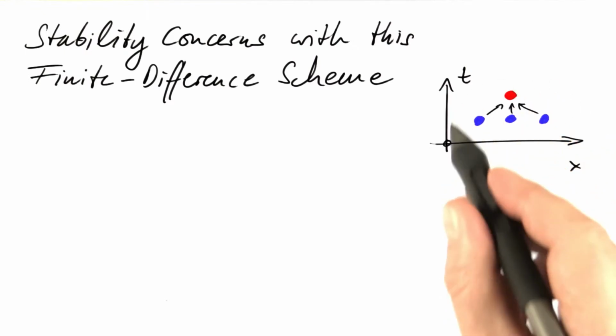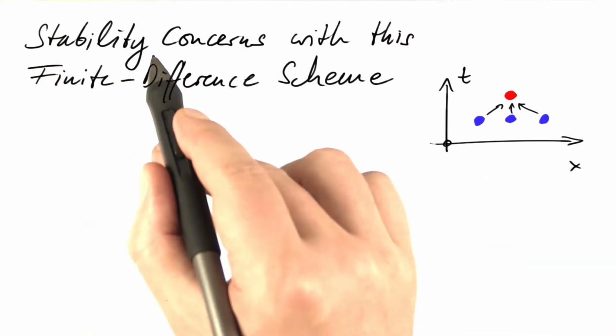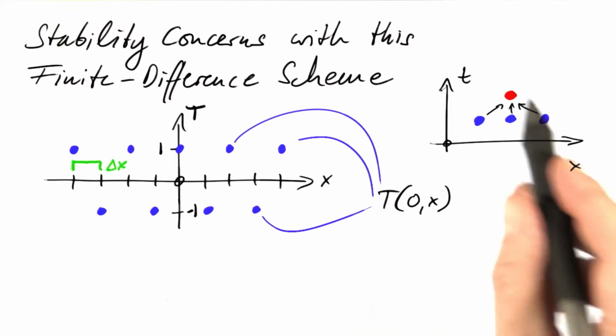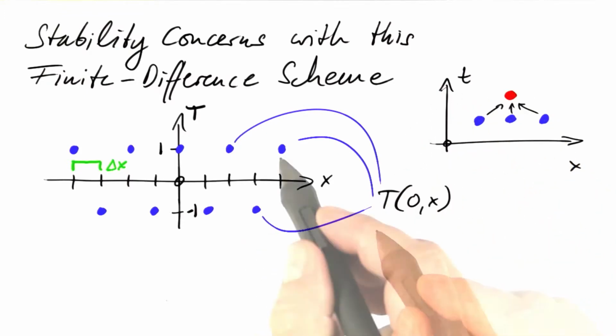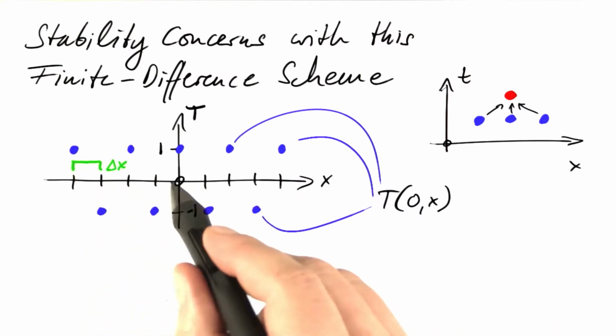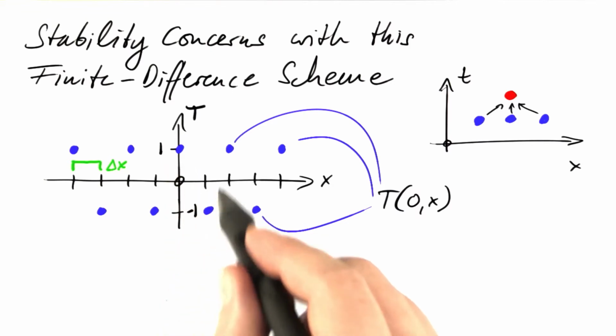There are other ways of doing this. This is the most simple, but obviously it leads to instability. In the previous quiz, we saw that this scheme has a particular issue with this sort of function, a function that oscillates up and down with each step in space. So let's compute what happens with this very function.